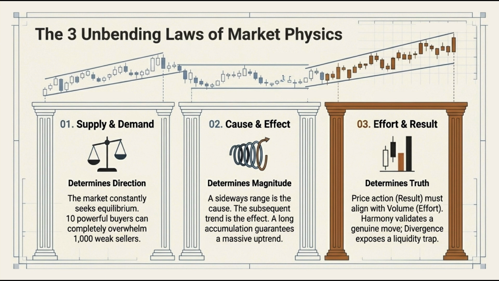The law of cause and effect dictates the magnitude of a move, viewing a sideways range as the cause and the subsequent trend as the effect. Finally, the law of effort and result uses volume to validate price action. Harmony between the two confirms a genuine move, while divergence exposes a hidden liquidity trap.